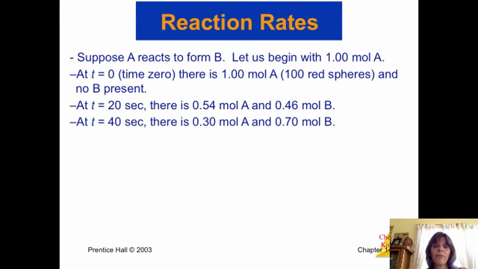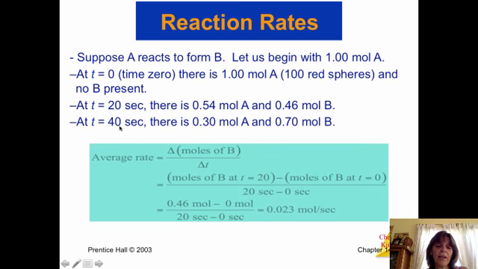All right, suppose A forms B, and what we saw in those pictures was that at time 0, 1 mole of A, represented by 100 red spheres; at 20 seconds, 0.54 moles of A and 0.46 moles of B; and after 40 seconds, 0.30 moles of A and 0.70 moles of B. Every 0.1 mole representing one sphere.